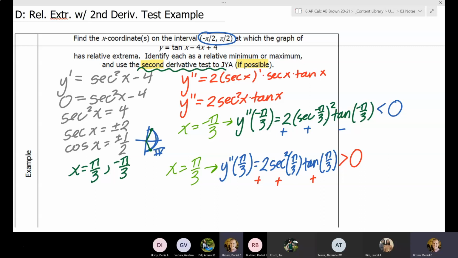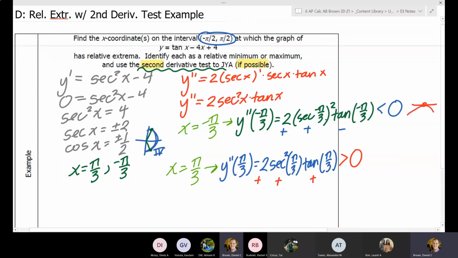So I know there's a horizontal tangent there. Here's my horizontal tangent. When I plugged in negative pi over 3, I saw that my second derivative was less than 0. So is my function concave down or concave up? Concave down. So I'm going to draw it concave down.